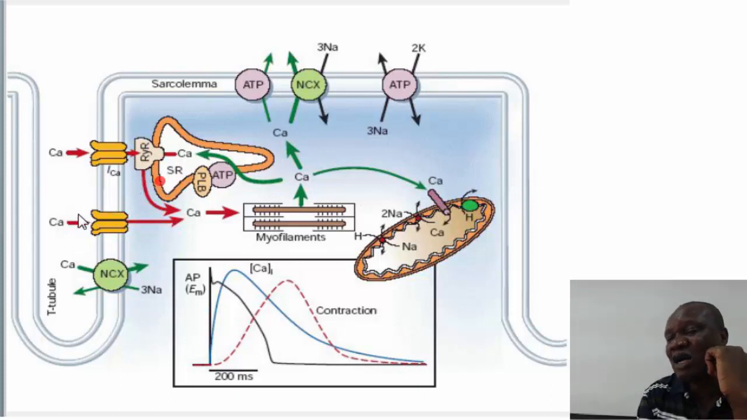Now, some more calcium will go into the cell via the calcium channels in the sarcoplasmic reticulum. Now, when calcium gets into the cell, it then causes contraction, just like in the skeletal muscle. But I want you to see the difference between how calcium is released from the sarcoplasmic reticulum in the cardiac muscle and that of the skeletal muscle.